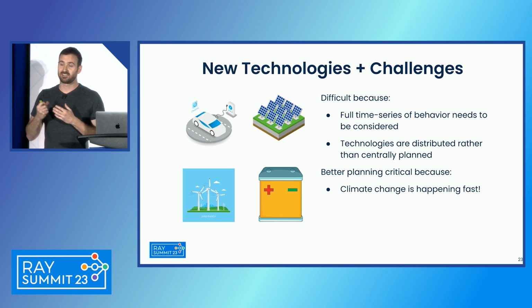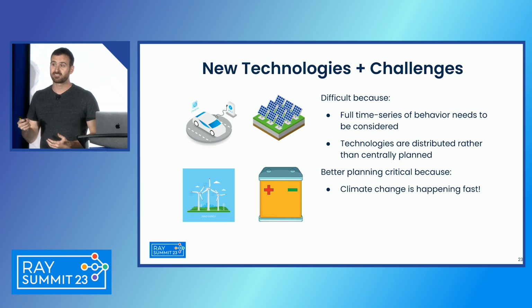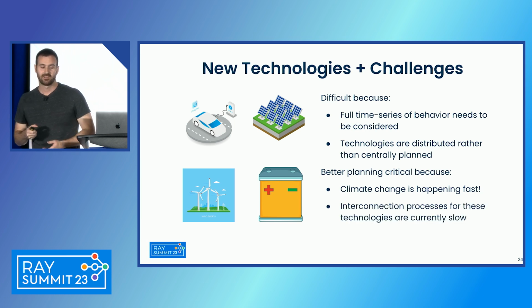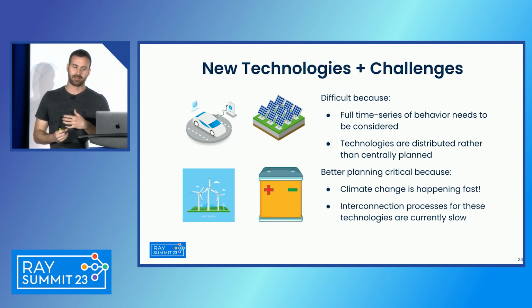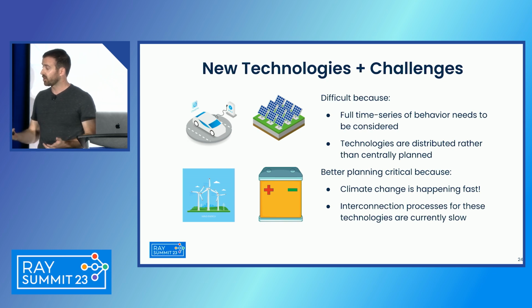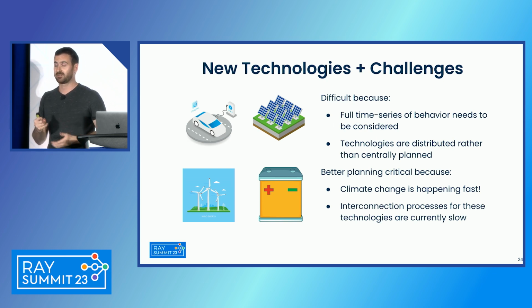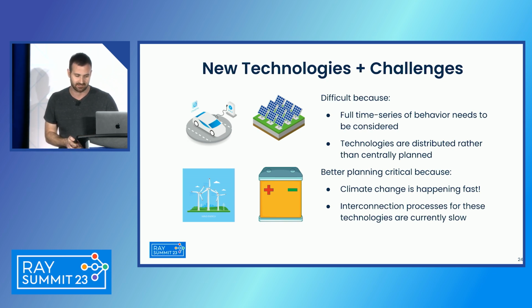Despite all that, it's still really important to plan this because climate change is happening really fast, so we need all these technologies. And also, the current interconnection processes for these technologies are quite slow, especially around electric vehicle charging stations. Sometimes this can take many years to connect a new charging station to the grid.